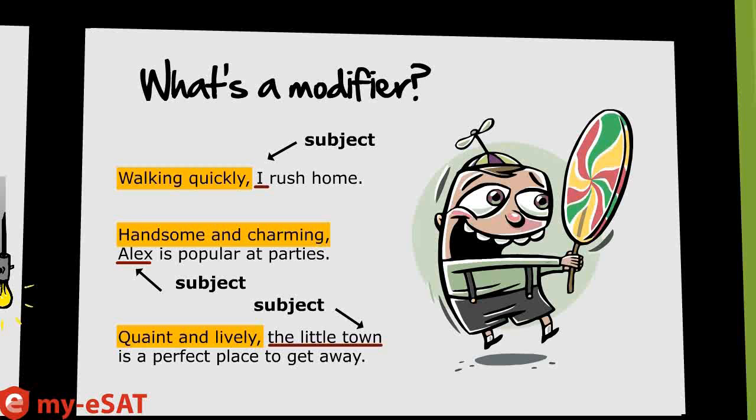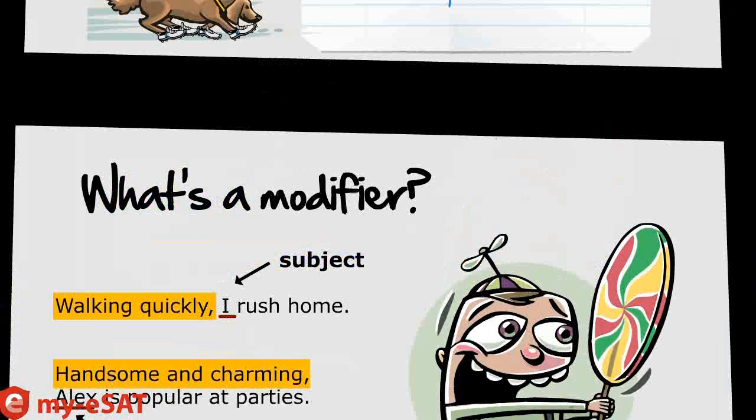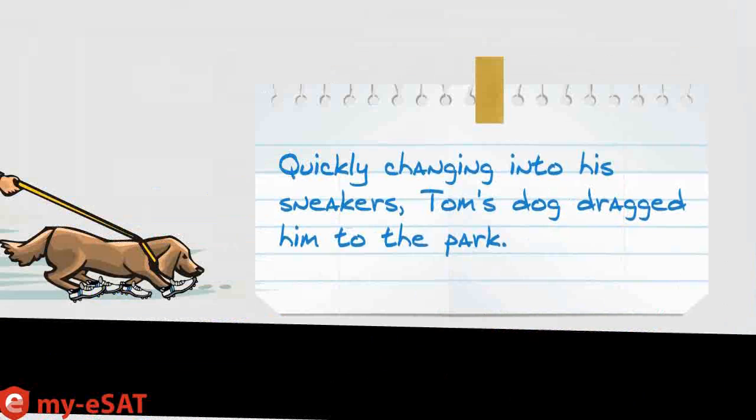So now you're probably thinking, hey, what's the big deal? Modifiers look pretty easy. And yes, they are. But let's take a look at an example of a misplaced modifier. Okay, so the sentence reads, "Quickly changing into his sneakers, Tom's dog dragged him to the park." I'll give you a second to think about this, but try to pinpoint what the modifier is and what the subject is. And then think about whether that's what the subject should be.